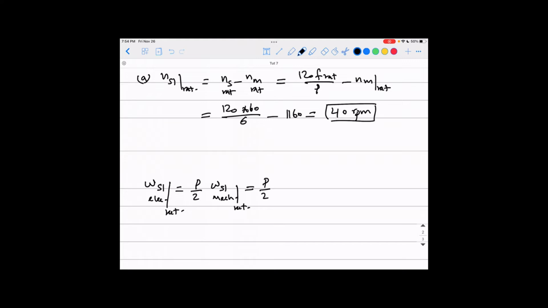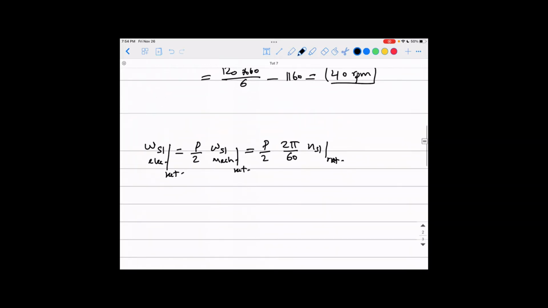We just found N slip, which is in RPM. So we are just going to transfer this to radians per second. I'm going to multiply it by 2 pi over 60, that's 2 pi over 60 times N slip rated. So this equals 6 over 2 multiplied by 2 pi over 60 multiplied by N slip rated, which is 40. That will give you 4 pi radians per second. Okay, that's it.